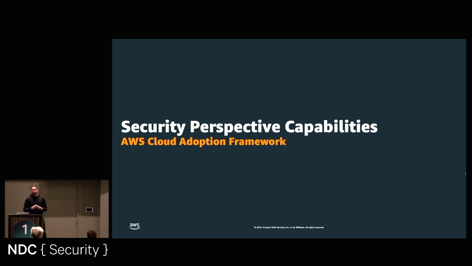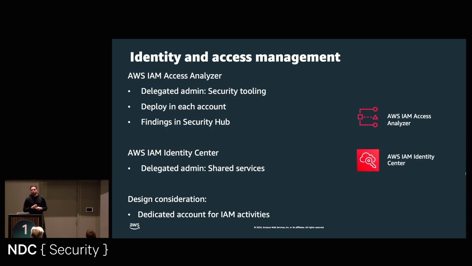That being said, let's see how we can apply the AWS SRA to the AWS security perspective capabilities, which is one of the perspectives of the AWS Cloud Adoption Framework. So the first capability we're going to talk about is identity and access management, and it's simply meant here to help you manage your identities and permissions at scale. And there are two key services that you need to use at least in order to address this capability.